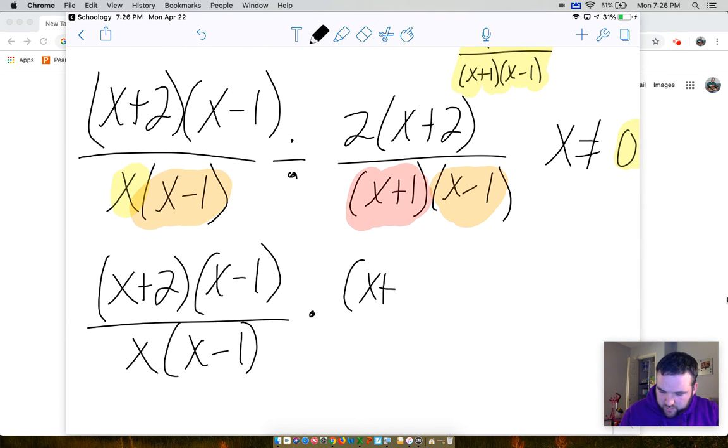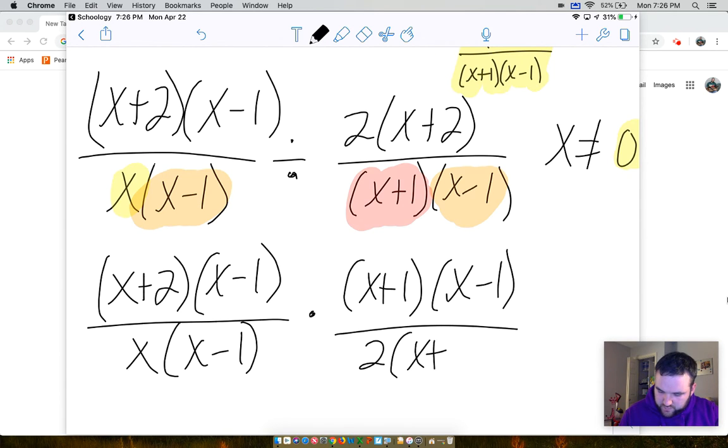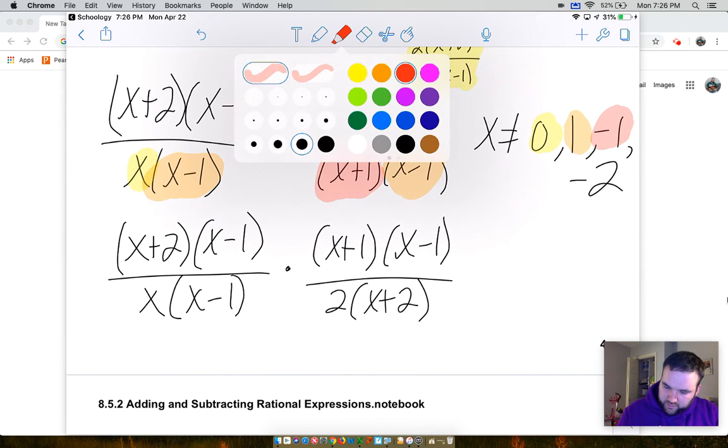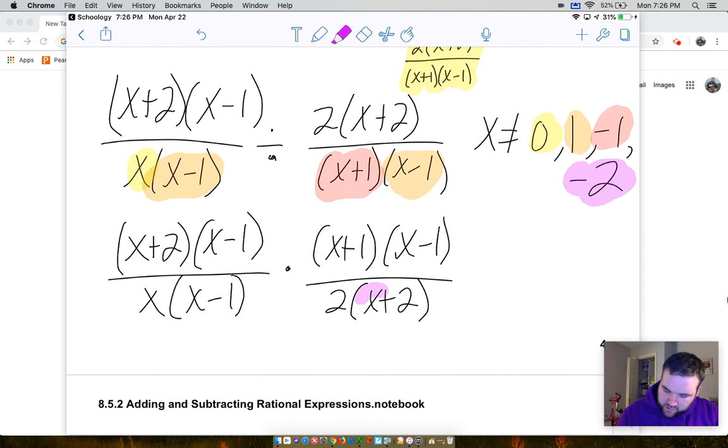Times x plus 1 times x minus 1 over 2 times x plus 2, which now adds to my domain. I see that now I have an x plus 2 in the bottom. So that means joining the list of numbers that x cannot be is -2 because of that. So now our last step is just to cancel. So now again, those x minus 1s from earlier do cancel each other out. And that's actually, no, x plus 2 cancels x plus 2.